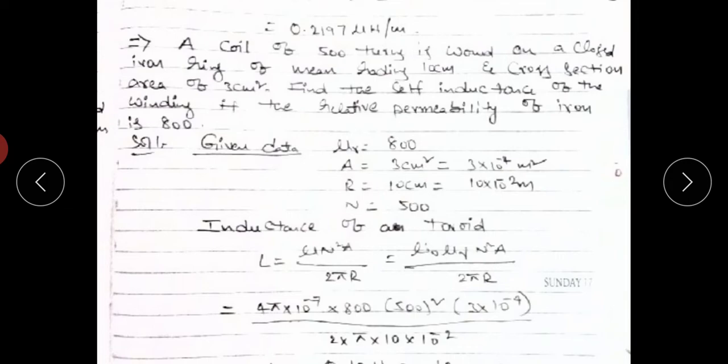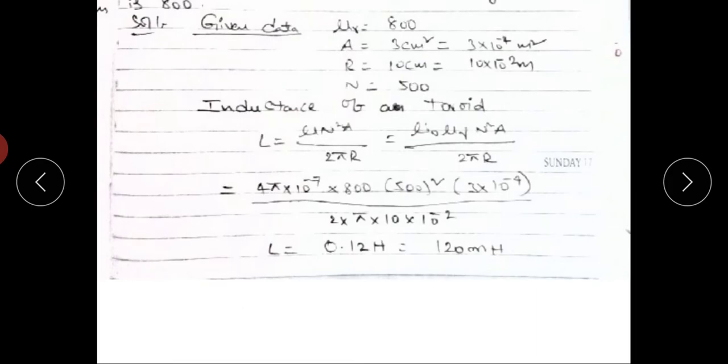We know that the inductance of a toroid is L equals mu n square A by 2 pi r, where mu equals mu naught into mu r. So L equals 4 pi into 10 to the power of minus 7, times mu r value 800, times n square with n equal to 500, times area 3 into 10 to the power of minus 4, divided by 2 pi r, with r the mean radius 10 centimeters. By substituting all these values we find the inductance of the toroid. Finally L equals 0.12 henries or 120 millihenries.